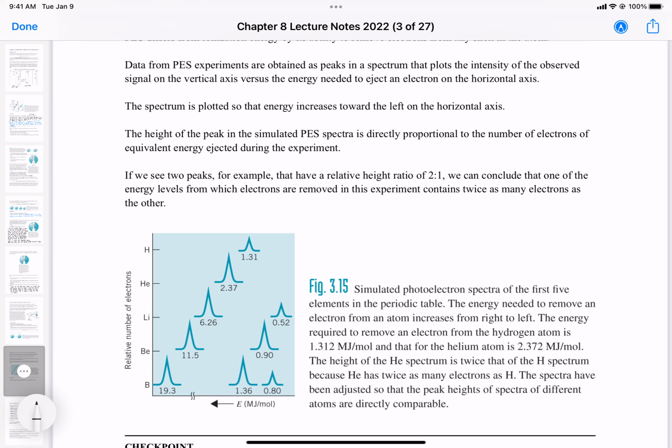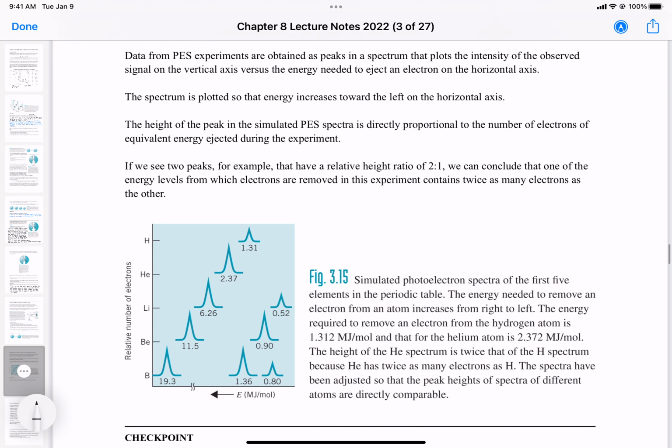We plot it this way to show the increasing energy. The inner electrons require more energy, so they're situated on the left, since you're going from inner, higher energy to lower energy on the right. It's kind of counterintuitive.